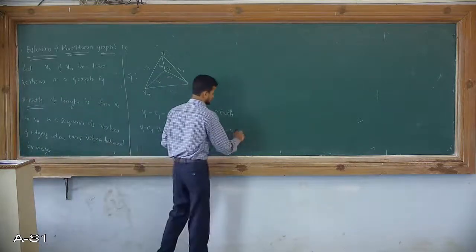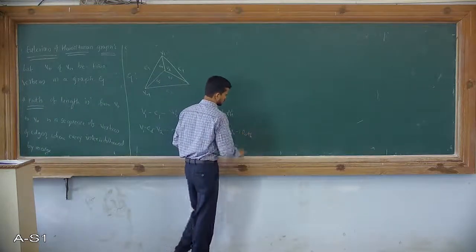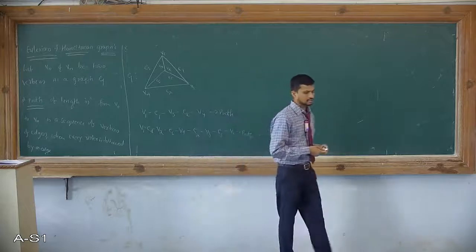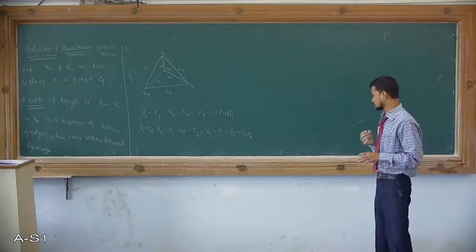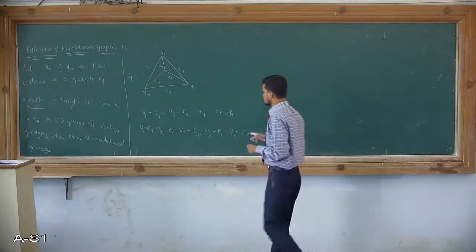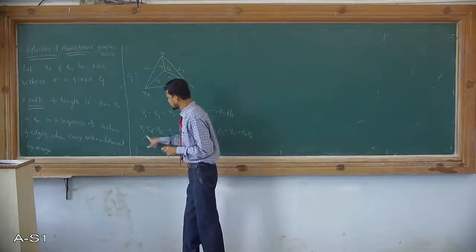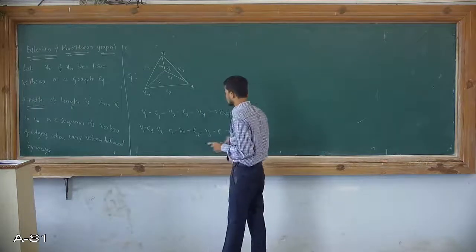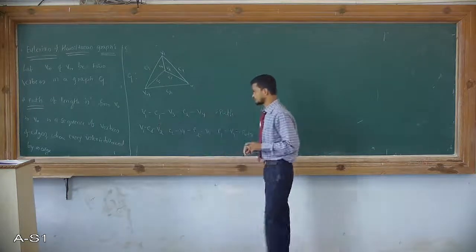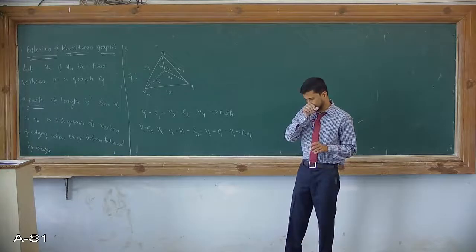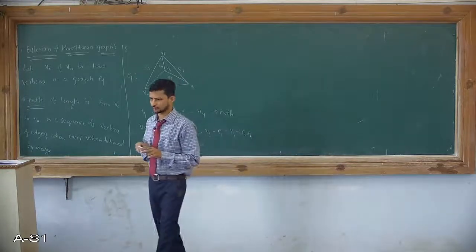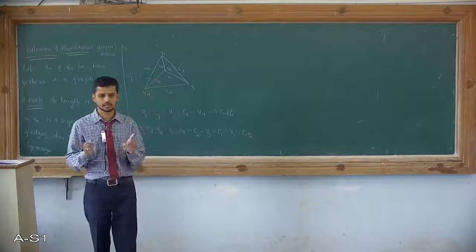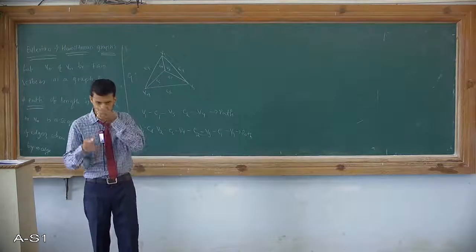So I will give it as a path here. So this is called the path. It is a sequence of vertices and edges here. So you may ask me the question: here the starting point and end point are the same, and here the starting point and end point are different. So if the starting point and end point are the same, then that path is called a circuit, or in other words a cycle.